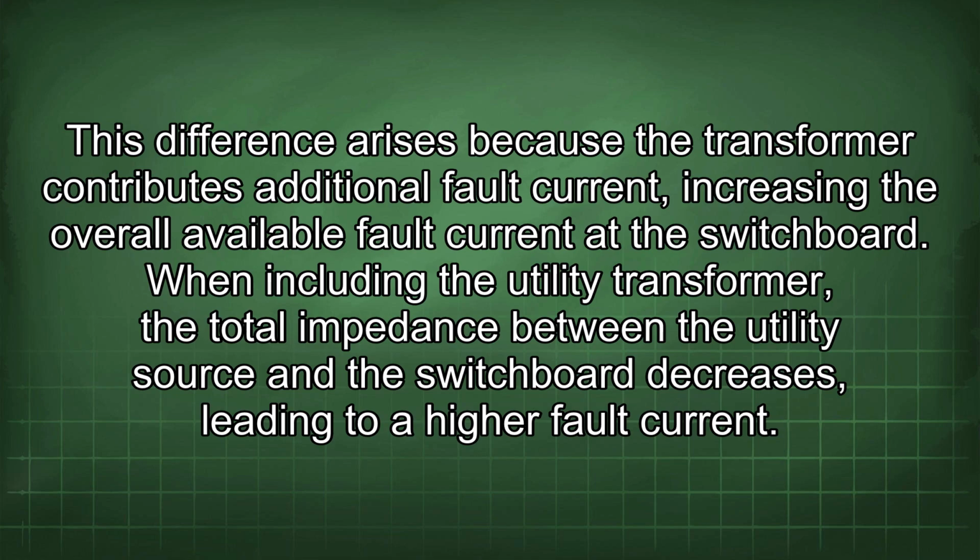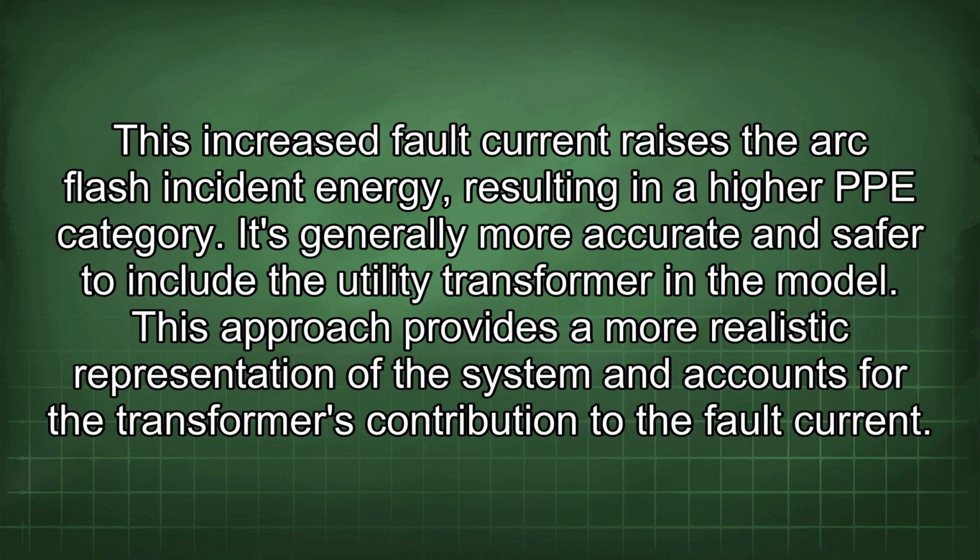When including the utility transformer, the total impedance between the utility source and the switchboard decreases, leading to a higher fault current. This increased fault current raises the arc flash incident energy, resulting in a higher PPE category. It's generally more accurate and safer to include the utility transformer in the model. This approach provides a more realistic representation of the system and accounts for the transformer's contribution to the fault current.